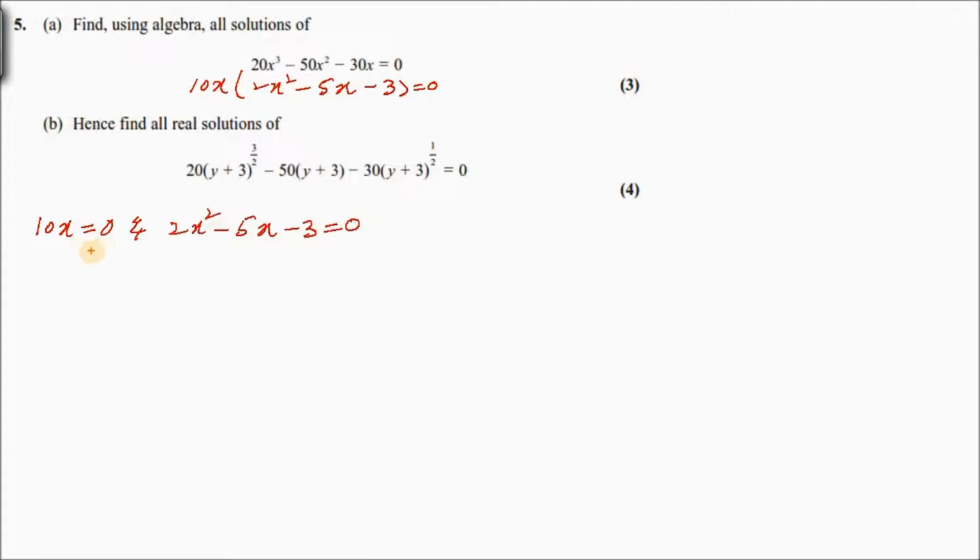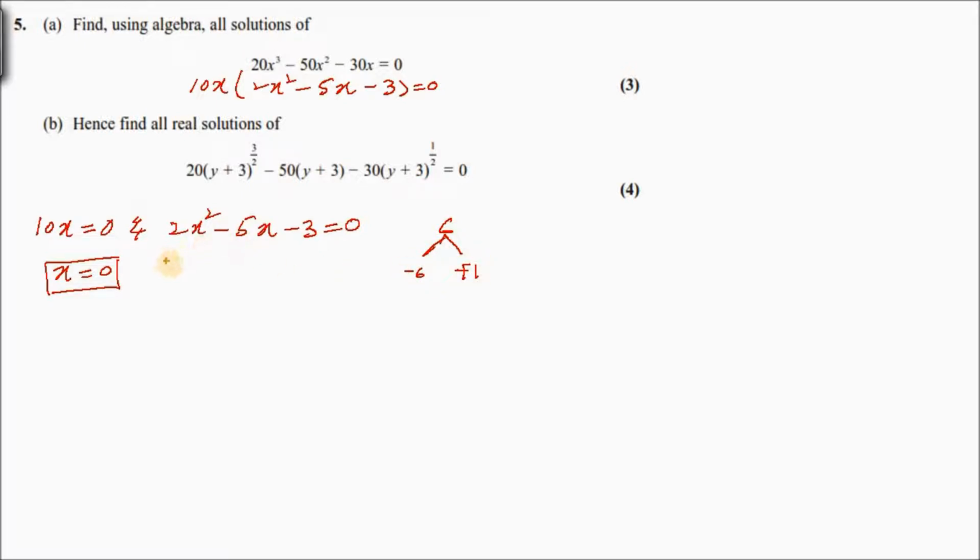So from this first factor 10x equal to 0, the first solution we can find is x equal to 0. And for the rest of the solutions we need to solve this quadratic equation, and it's easy to solve because we can factorize. So 3 times 2 is 6, so we have to make factors of 6 so that these factors can be subtracted to have minus 5 as the answer. So the factors of 6 will be minus 6 and plus 1.